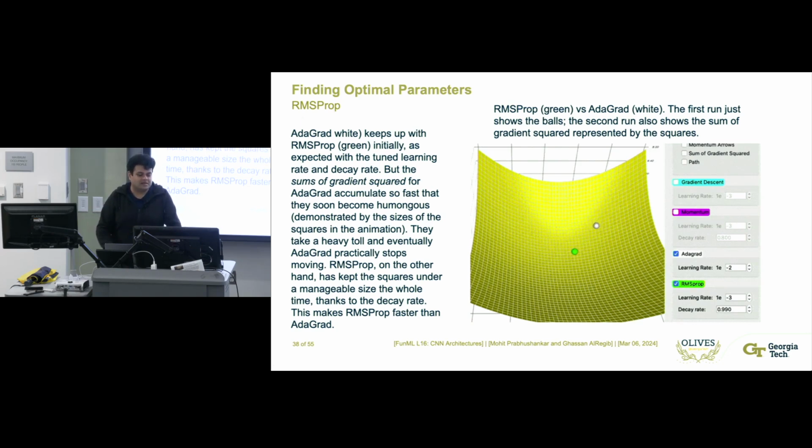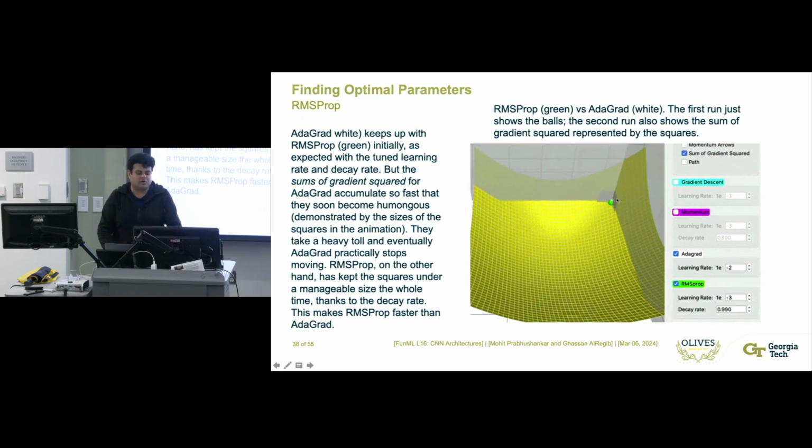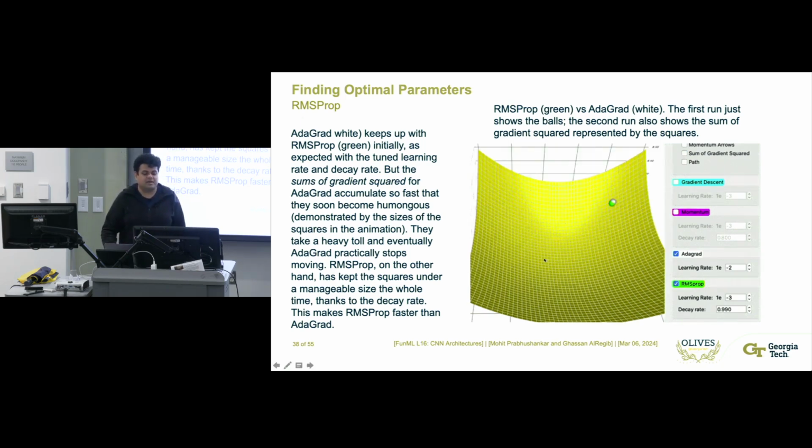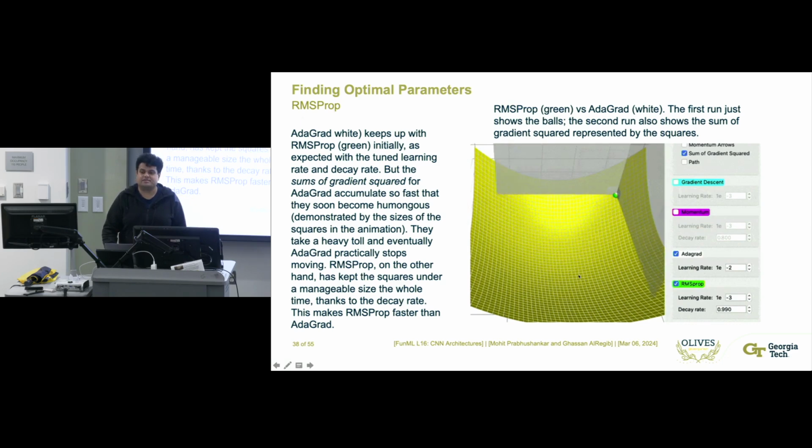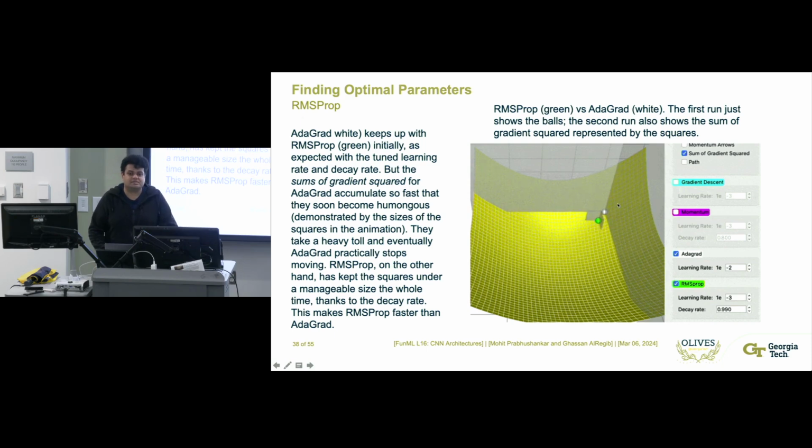Nothing is happening. But if you now have RMS prop, the size of these squares, by the way, is the size of the square of gradients in different dimensions. You have 2 dimensions here. So the sum of square of those gradients are the squares that you see. As you can see, RMS prop is able to come near the center, which is the global minima, versus something like AdaGrad, which is not able to. Yes, question.